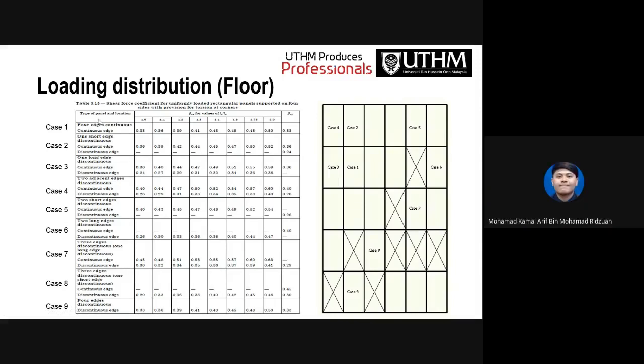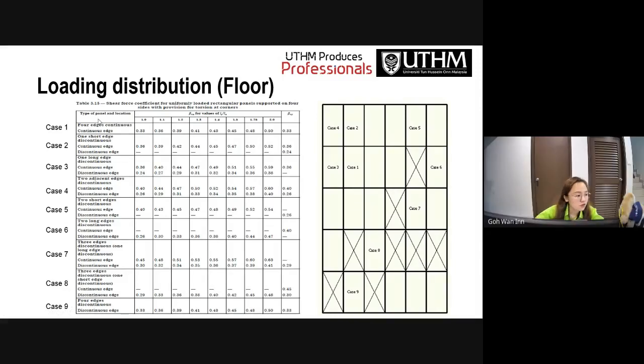Okay. So for case 1, 4 edges continuous. Here you need to be careful what thing is. Here, I show you. This is beta Vx, and this is beta Vy. Two different things. Normally, students are careless at this.